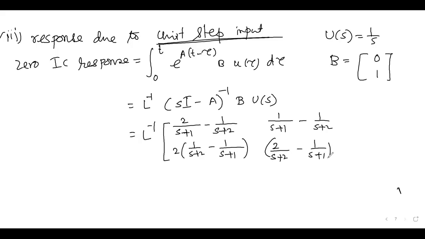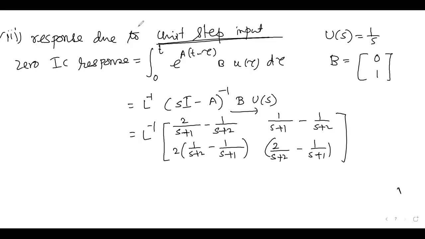All right, okay? Into B, which is given to us. This is 0 1 and U(s) is 1 by s. So you multiply, 0 and 1 multiplied by 1 by s. This is nothing but 1 by s.